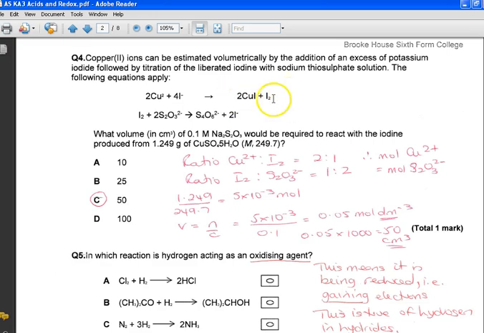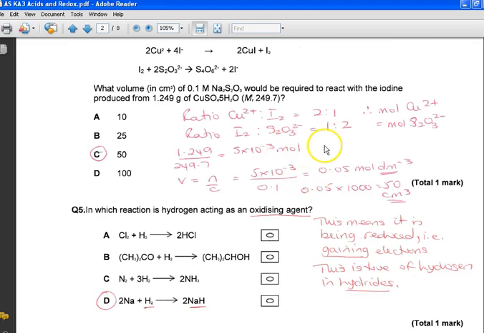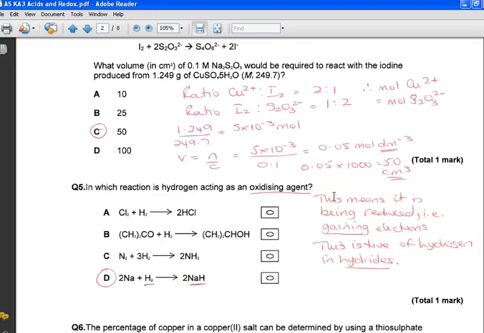By titration of the liberated iodine, so you're liberating the iodine, so you then titrate that with the thiosulfate. Now if you look at this, the ratio's 2 to 1 Cu2+ to I2 and 1 to 2 I2 to S2O3, which means you've got the same numbers of moles. The ratio is the same for Cu2+ and S2O3. If you look at this, yeah, 2 to 2, 1 to 1. So once you recognise that, it's pretty straightforward. Take your grams, take your molar mass, and work out the number of moles, and then you can work out your volume.